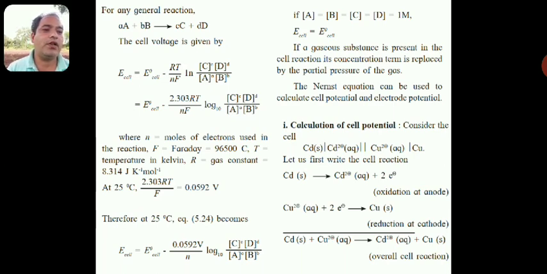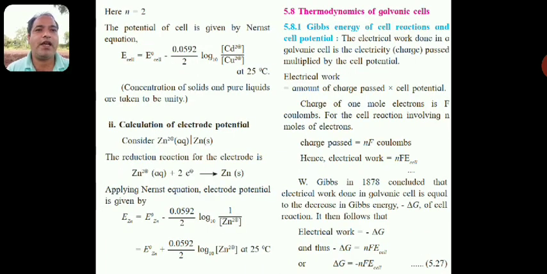plus Cu. In the next slide we can see that n, the number of electrons participating in this reaction, is 2. So the potential of the cell is given by the Nernst equation. We know that E cell is equal to E0 cell minus 0.0592 divided by 2, since n's value is 2. That's why 2 is written here.